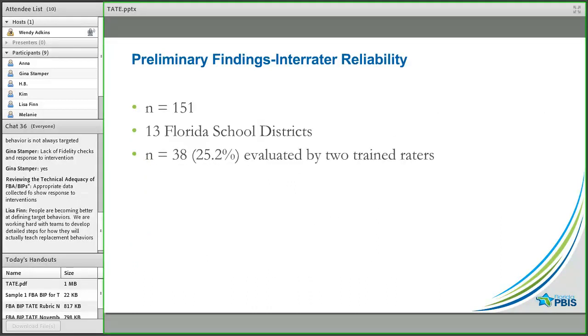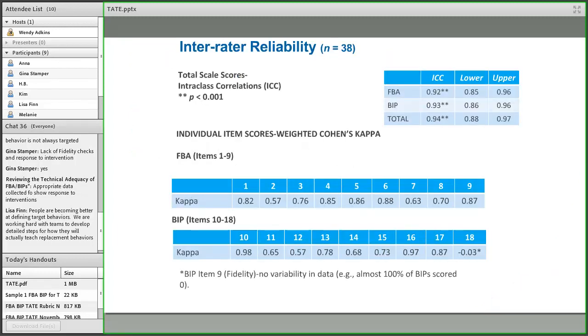So I'm going to show you a sample of how Florida overall did. We took 151 FBA BIPs from 13 school districts in Florida. Some of this is also because we wanted to make sure that the TATE itself was a reliable and valid instrument. So we had about 25% of those 151 products scored by 2 raters that were trained by me.